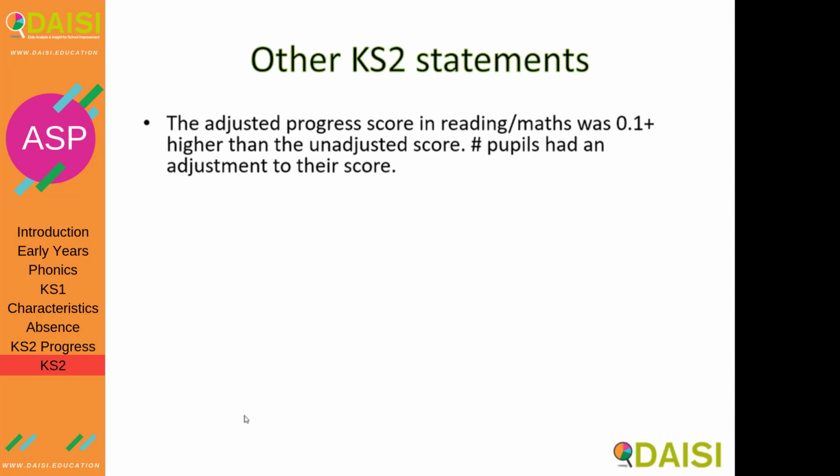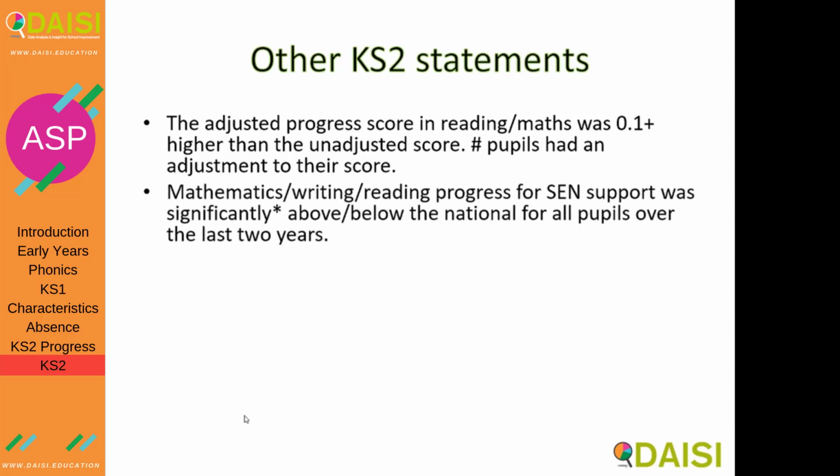There are some additional Key Stage 2 statements. If your score has been adjusted, in other words, your pupils have met and gone below that minimum threshold that you can get for progress, and if it's made a change to your school score of at least 0.1, then this will be recorded. So your adjusted progress score in reading or maths was 0.2 higher than the unadjusted score. 3 pupils had an adjustment to their score.